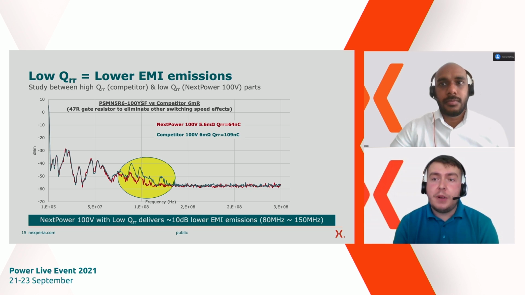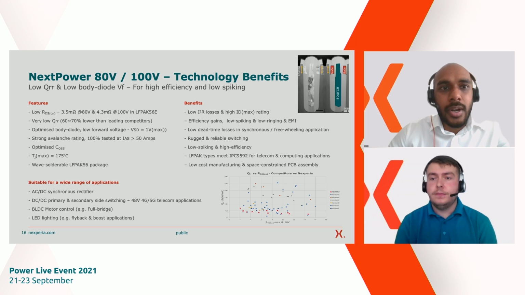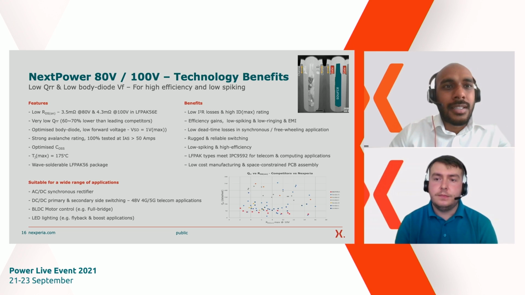So with that, I'm going to hand over to Siva, who will tell you a little bit more about the portfolio and the benefits that we've been discussing of the body diode and the QRR. Thanks, Richard. As Richard summarized, the QRR is a critical parameter in many ways for switching applications. And NextPower 80 and 100 volt technologies bring the benefits of lower QRR while keeping the RDS on competitive.